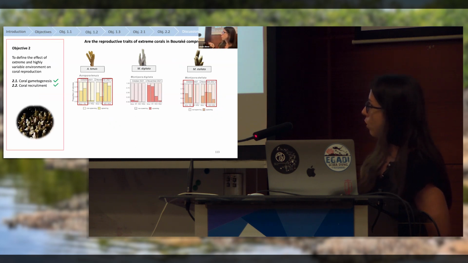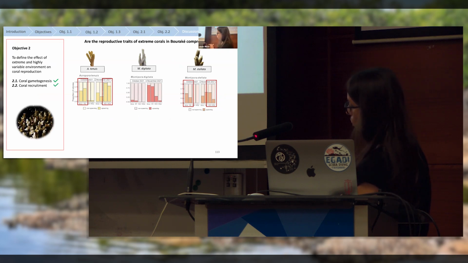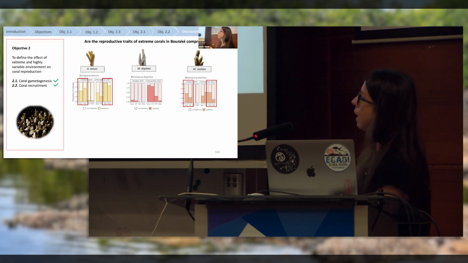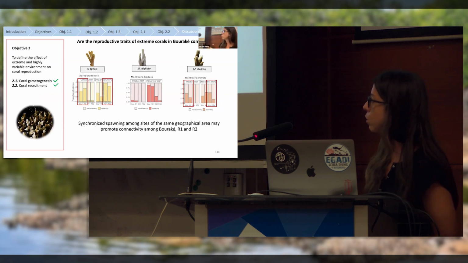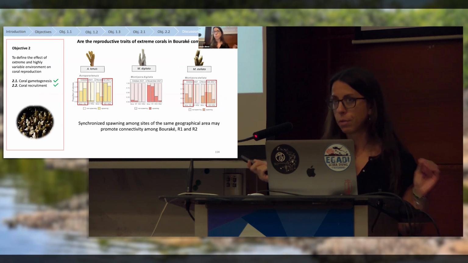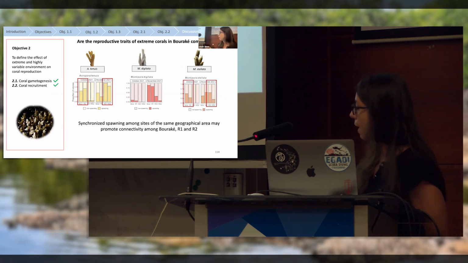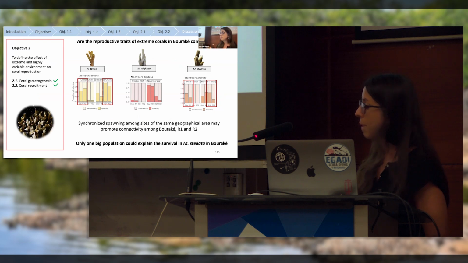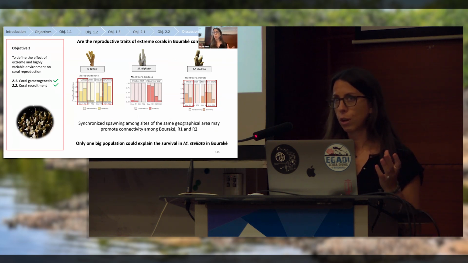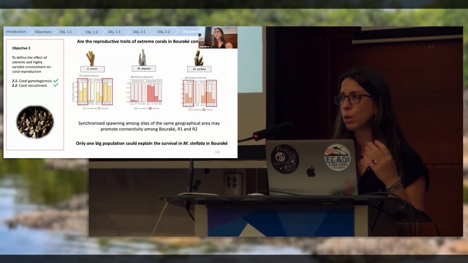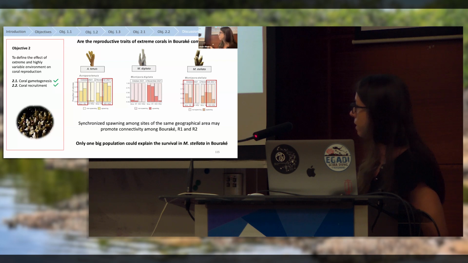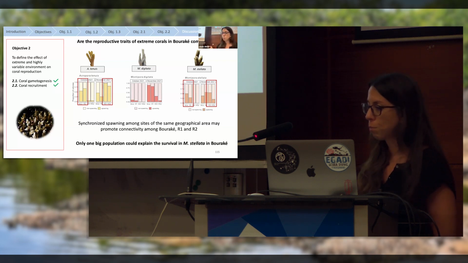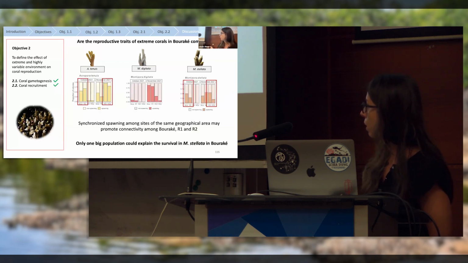So if we move on and look at the spawning data, or spawning window, we can see how Burake colonies had synchronized spawning with the nearby control site. And we know that synchronized spawning can increase the connectivity between different sites. So that pushed me to hypothesize that maybe the Burake population is not really isolated, but connected with a nearby site, and that's probably why Montipora stellata from the inshore colonies could have survived inside Burake.